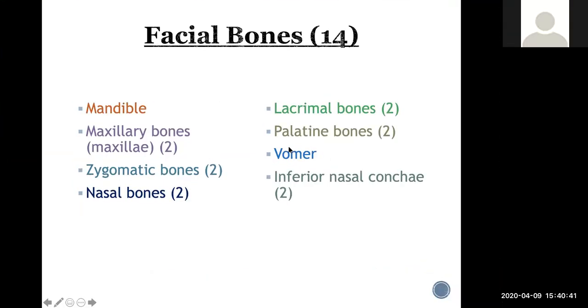Professor, I just want to confirm, there were only three things that we needed to cross out in the mandible, right? Correct, the last two. Okay, thank you. Foramen, alveolar process, and alveolar ridge.